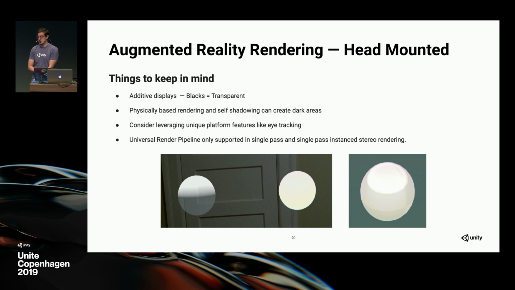So there are some different considerations to keep in mind for head-mounted augmented reality. The current platforms right now are an additive display, and what this means is that light is being added to the display, and basically dark colors or blacks are going to be rendered completely transparent. So if you look at some spheres that I have up here, on the one on the far side you can see that basically the bottom half of it is completely transparent.